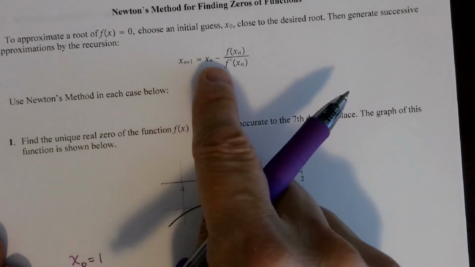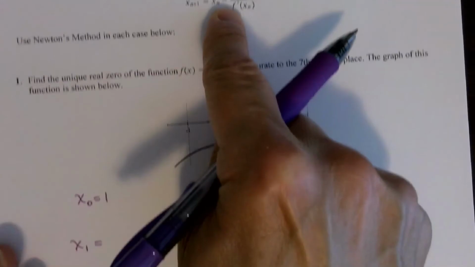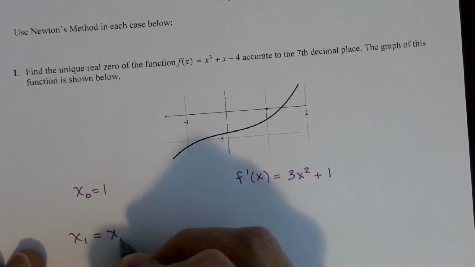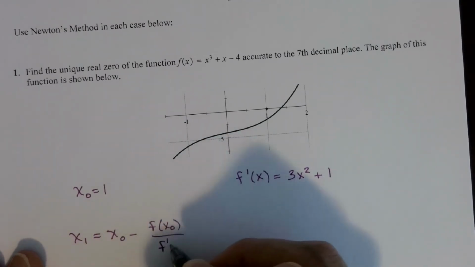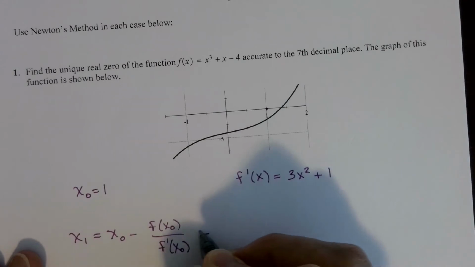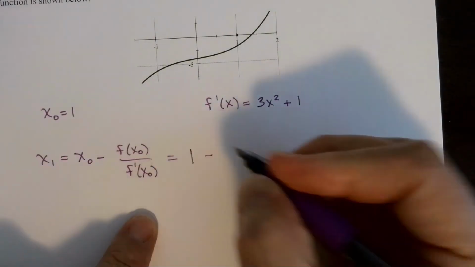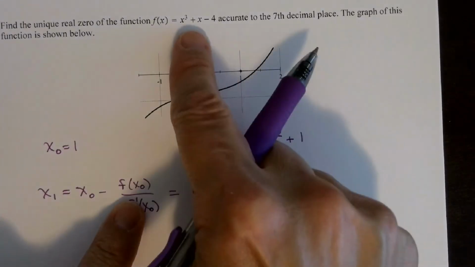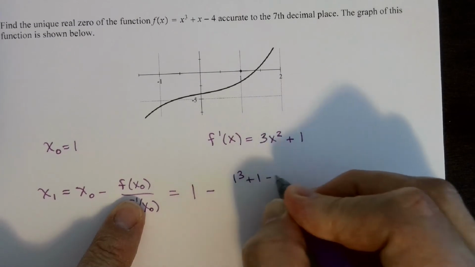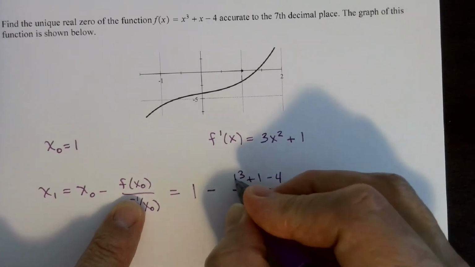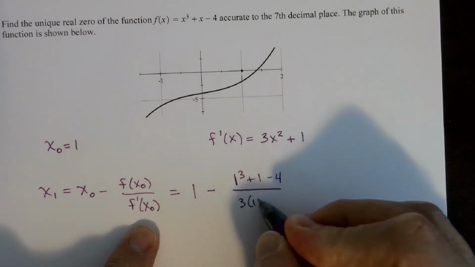So x sub 1 means n is 0, so I get 0 plus 1 is 1. x sub 1 is what? x sub 0 minus f of x sub 0 over f prime of x sub 0. Okay, so what's x sub 0? Well, that's 1. Minus f of 1. What's f of 1? I replace x with 1 up here, and f of 1 is 1 cubed plus 1 minus 4. And what's f prime of 1? We'll plug 1 in here. I get 3 times 1 squared plus 1.